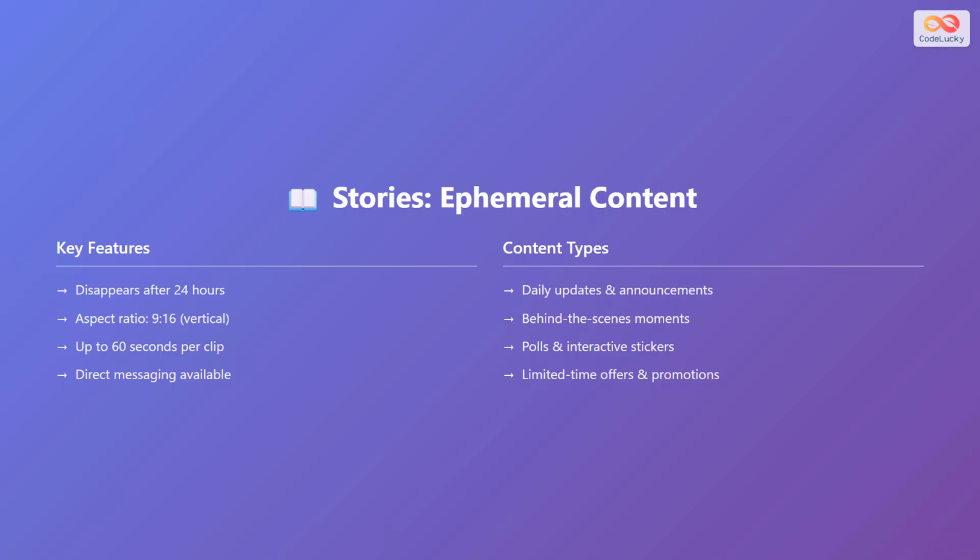Stories are ephemeral content that disappear after 24 hours. This makes them perfect for daily updates without worrying about cluttering your feed. Use the same 9:16 vertical aspect ratio as Reels. You can record up to 60 seconds per clip. Stories offer unique features like direct messaging that other content types don't have. You can share daily updates and announcements, behind-the-scenes moments, use polls and interactive stickers, or promote limited-time offers.